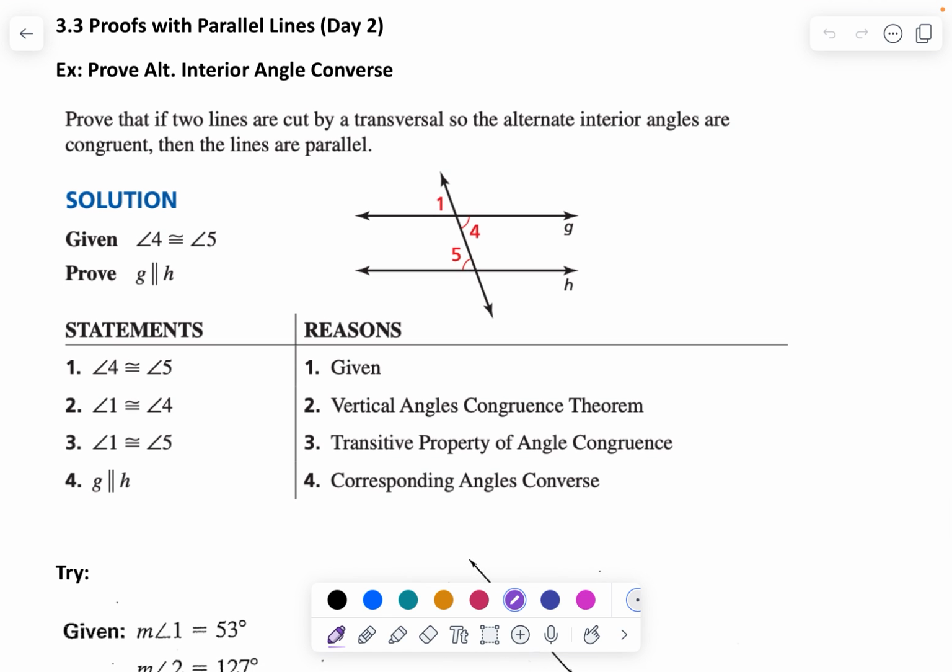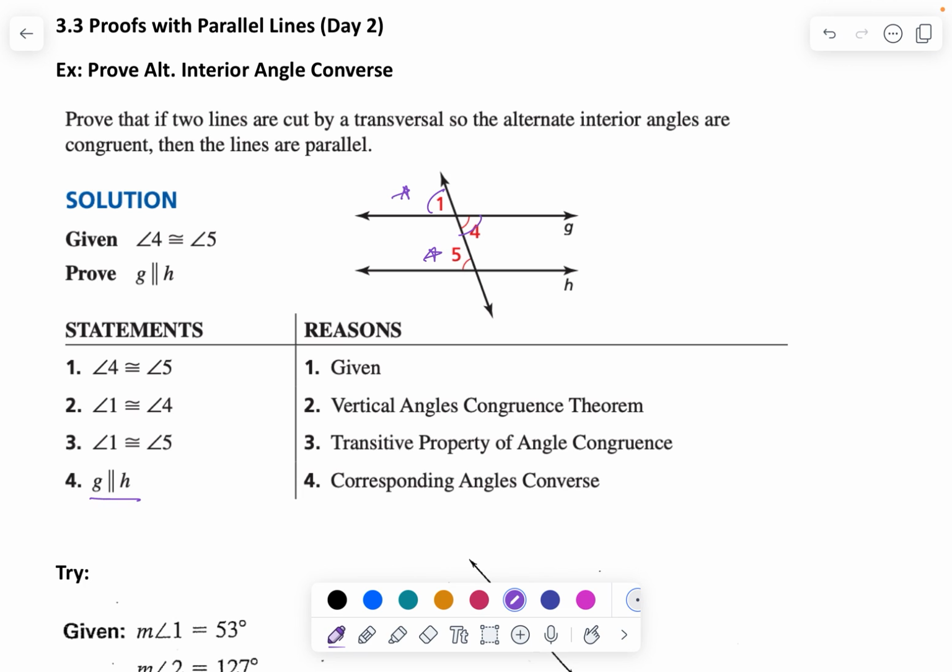So according to this picture, given the alternate interior angles are congruent, that would be angles 4 congruent to 5, okay, which they give us. Now, we can use the other things we know. So angle 1 would also be congruent to angle 4 because they're vertical angles. And then that gives us angle 1 congruent to 5 by the transitive property. Now, we can use the other converse properties, just not the alternate interior angle one.